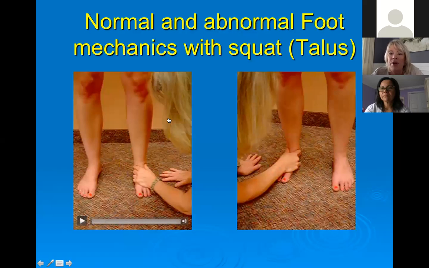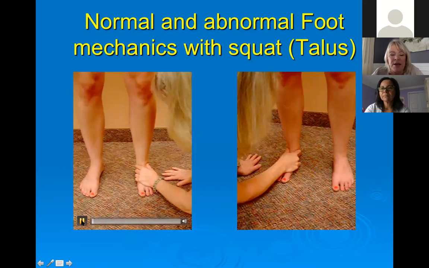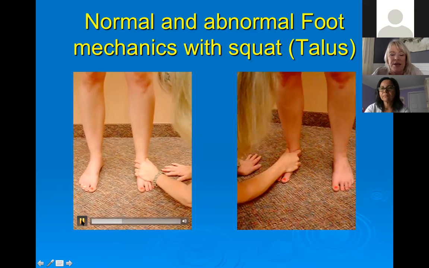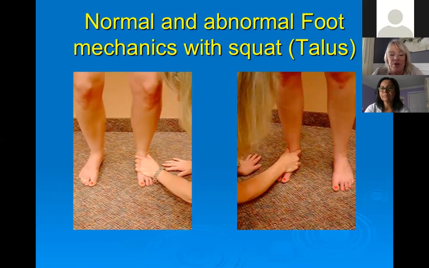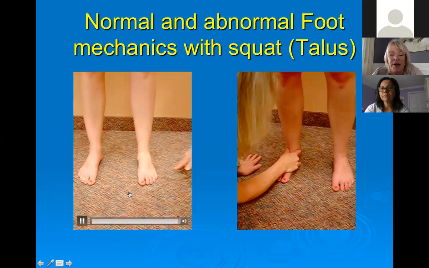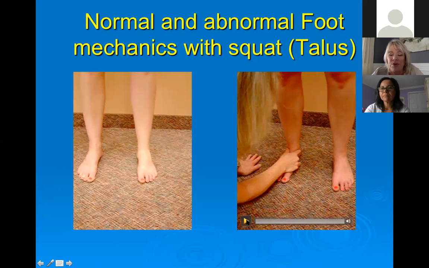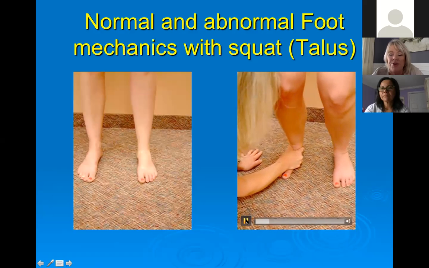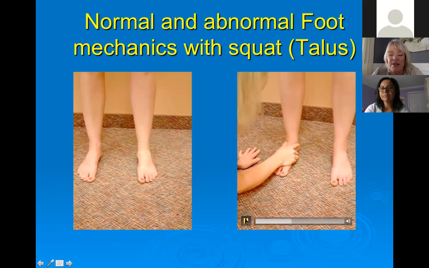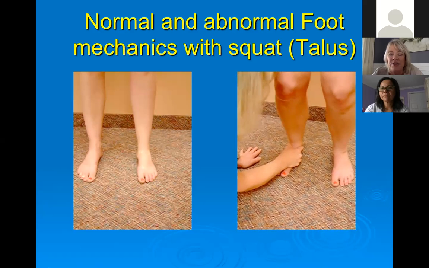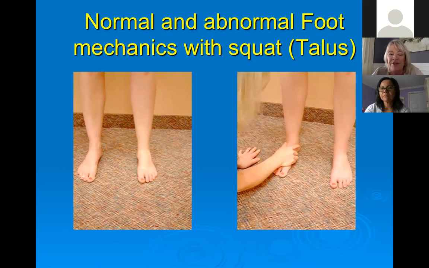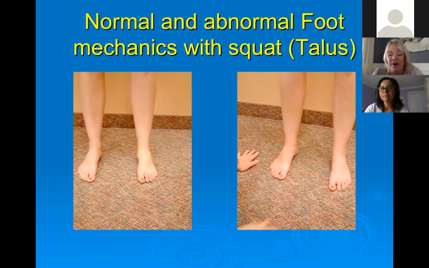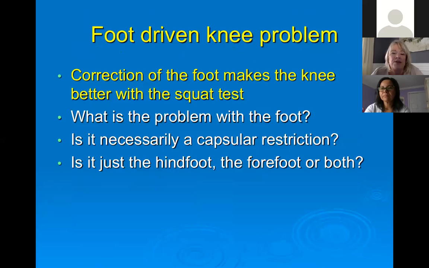So this is normal and abnormal foot mechanics with a squat. What you'll see here on the left-hand side is that the talus stays centered in relation to the tibia throughout the whole squat test. Yay, that's what we want. And now if you notice on the other side, do you notice that the talus on that side increases its adduction, which then tends to have effects on the biomechanics of the tibia and femur, okay? This is non-optimal talus.